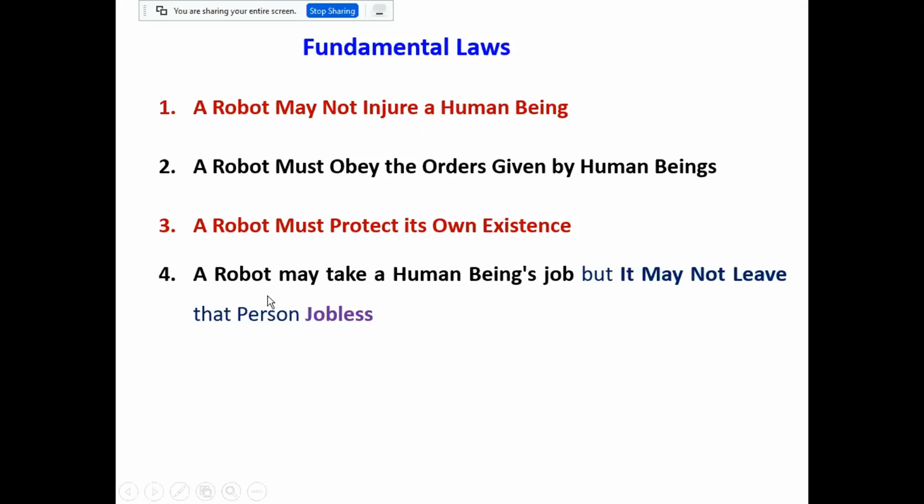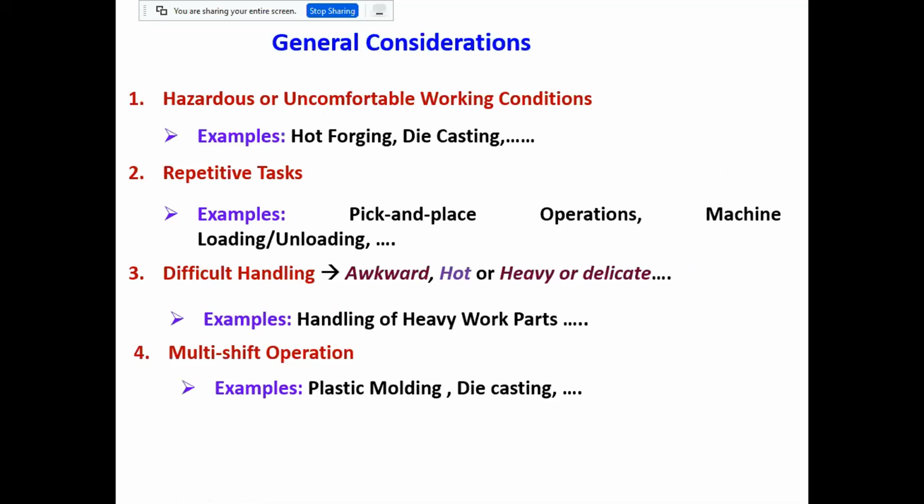Then the fourth law, recently in 1999, Fuller devised: a robot may not take a human being's job, but it may not leave that person jobless. Meaning here, each robot is controlled by the human being, even though it will do the human task much more efficiently and effectively, again controlled by the human beings. These are the four important laws you have to follow while using the robot or while designing the robots.